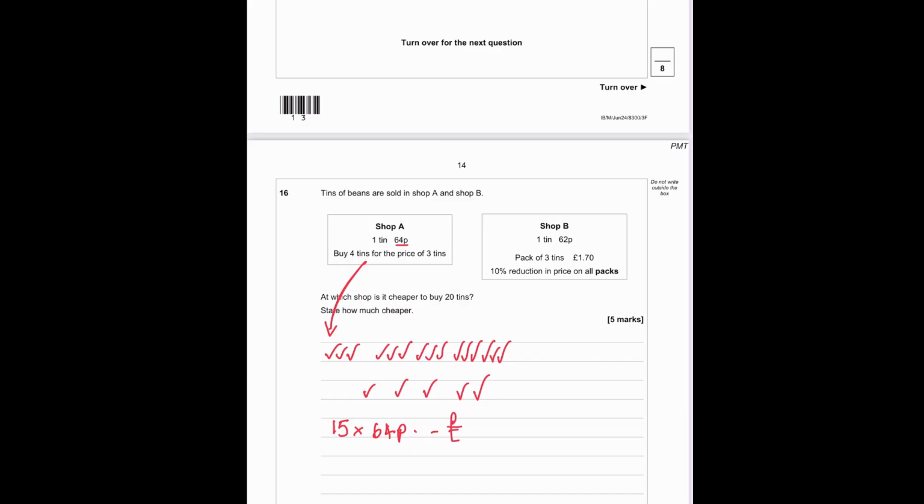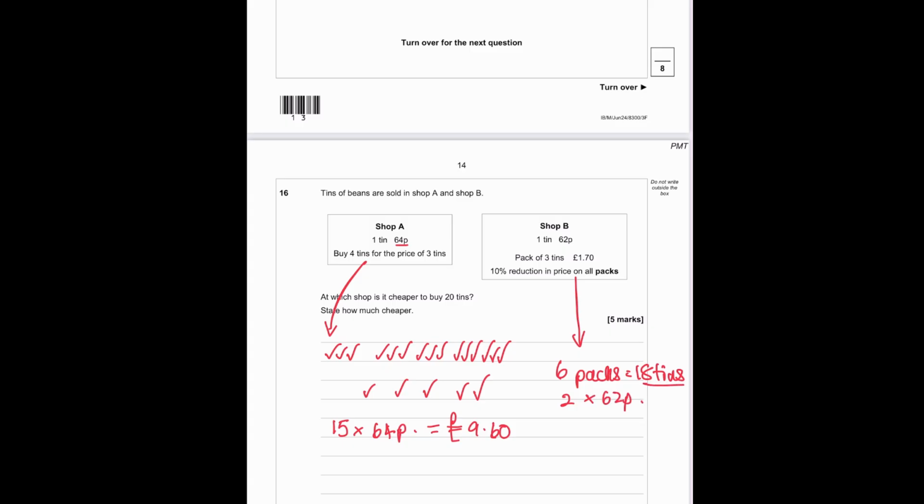Equals £9.60. For this one, we have a pack of 3 tins is £1.70 and 1 tin is 64 pence. Now there is a 10% reduction on all packs. So how many packs would we need? Well, 6 lots of those packs. 6 packs would get us 18. And then we would need 2 at the normal price of 62 pence.